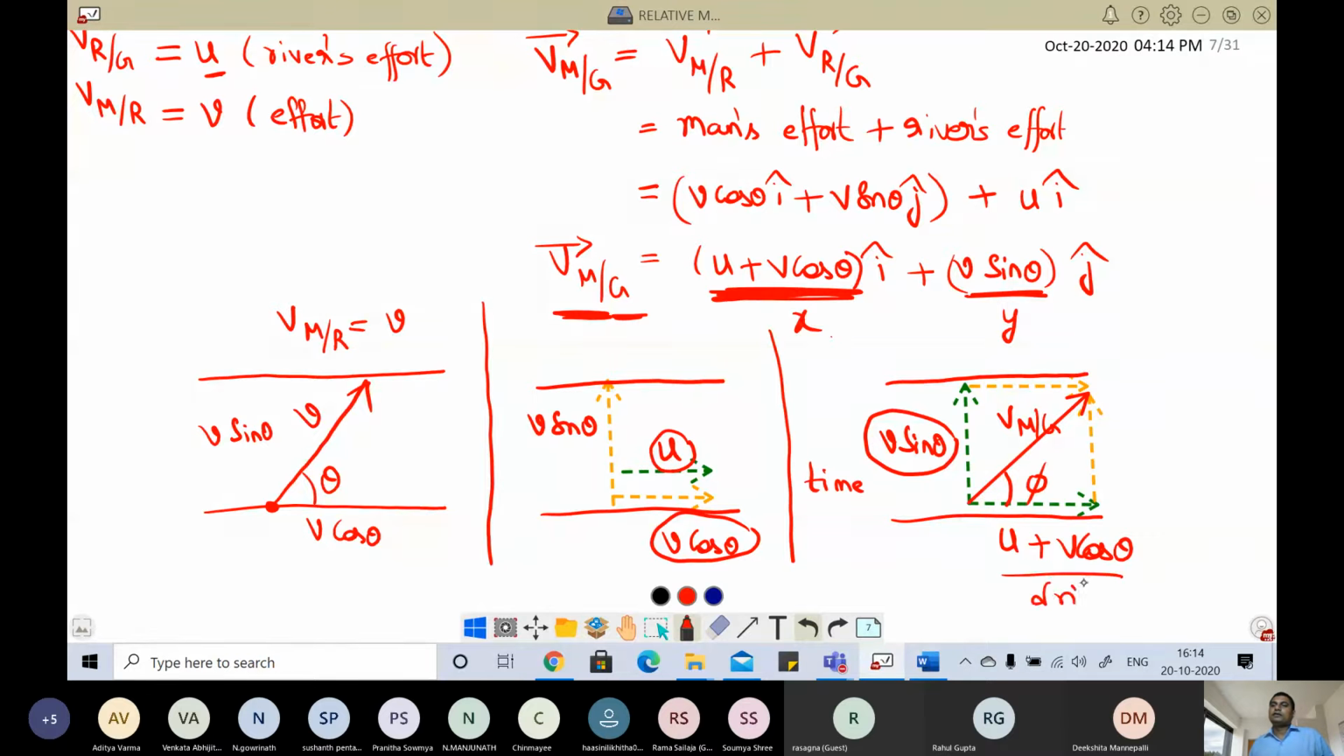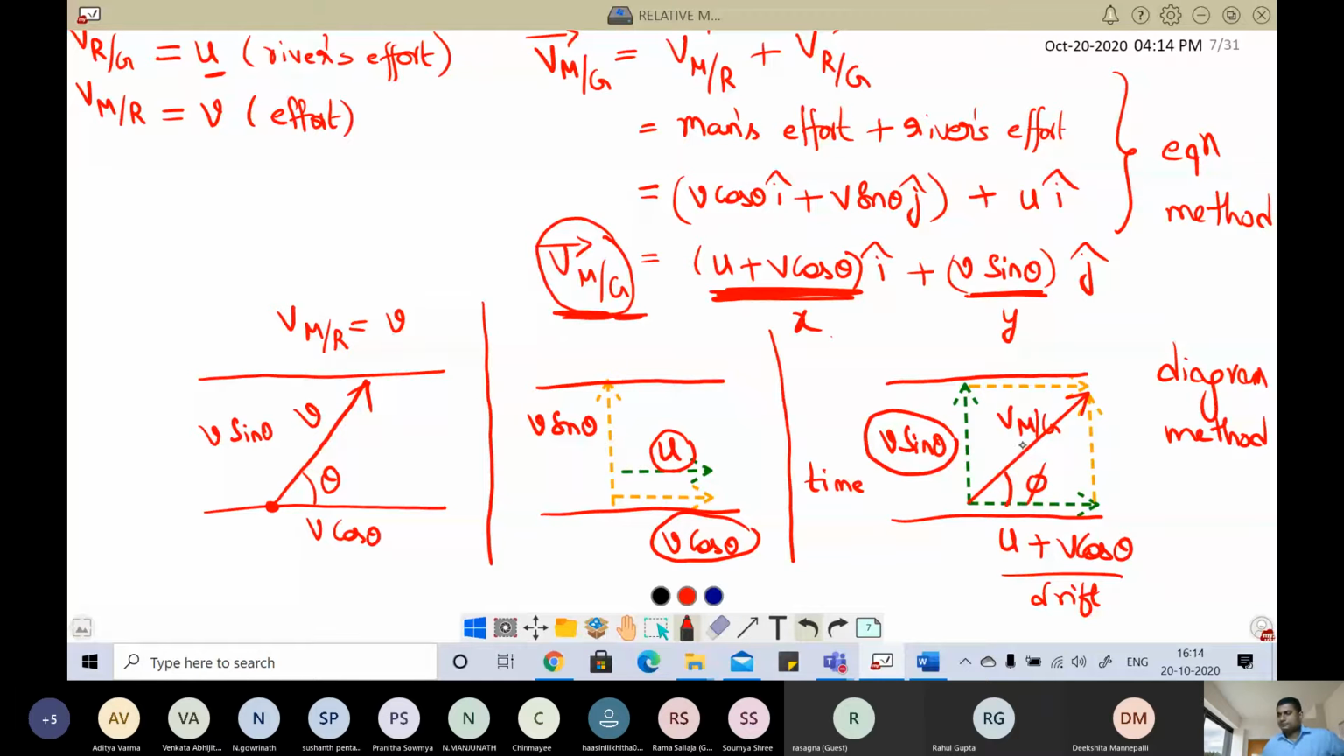Okay, so finally we have to reach this point either by equation method, this method is called the equation method, and this method is called the diagram method. In both cases, finally you have to reach this point. What is that point? Finding out the x component and y component of velocity of man with respect to ground. Once we get this, we'll resolve in x direction and y direction, and then we'll solve this problem.